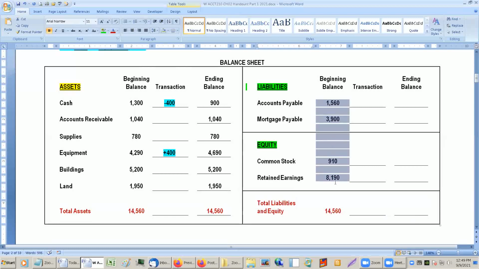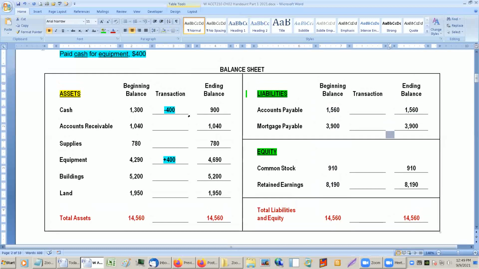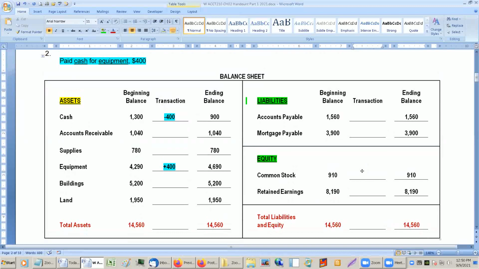And again, nothing happened over here. So the only time that we would do anything on that other side is if we got another accounts payable or some more common stocks or something like that. Exactly. So we don't even have to worry about that side because what we're doing is on the different side of it. Yep.